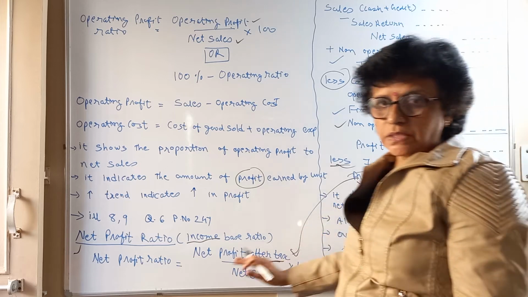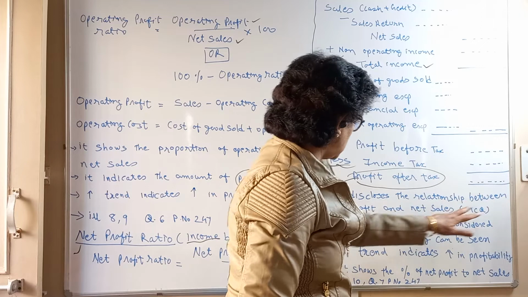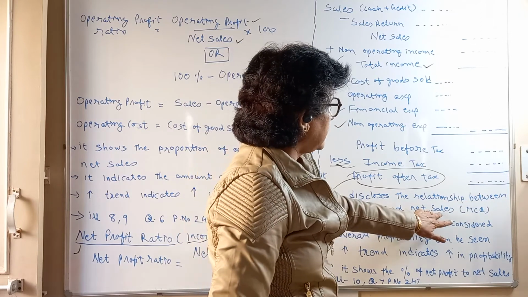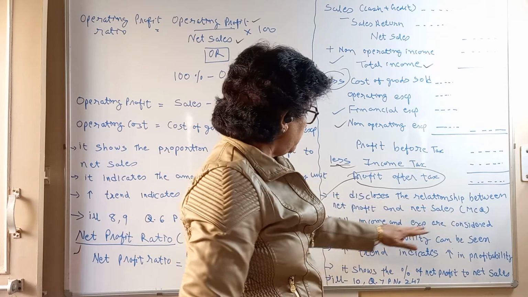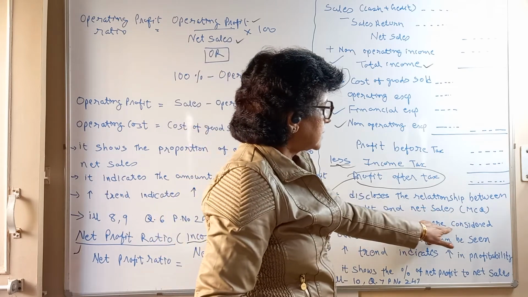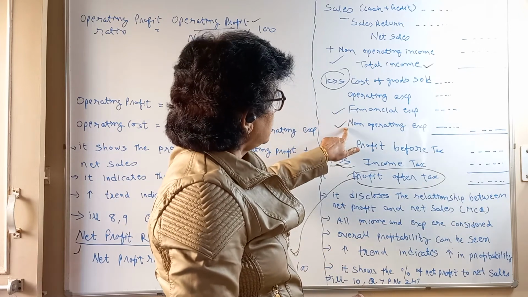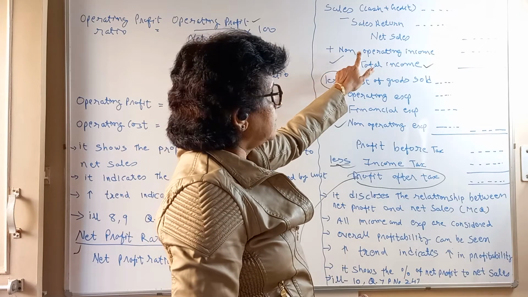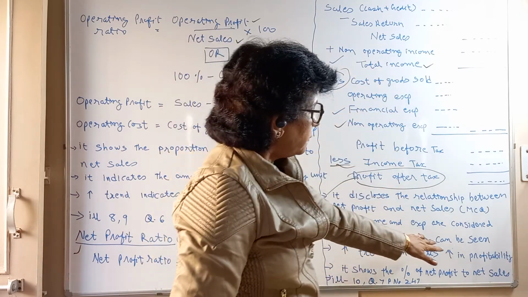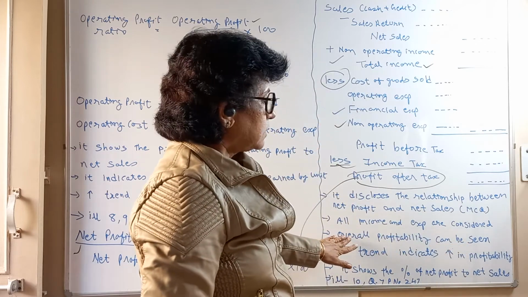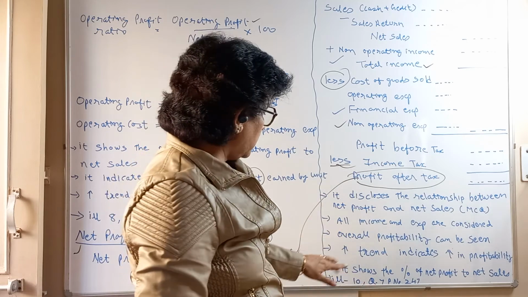Now which are the features and characteristics of this ratio? It discloses the relationship between net profit and net sales. For your MCQ or your one-liner, you have to remember: all the income and expenses are considered. All. I have already mentioned: financial also, non-operating also, non-operating income also. All income and expenses are covered. Overall profitability can be seen with this particular ratio: the whole business unit, how it performs.